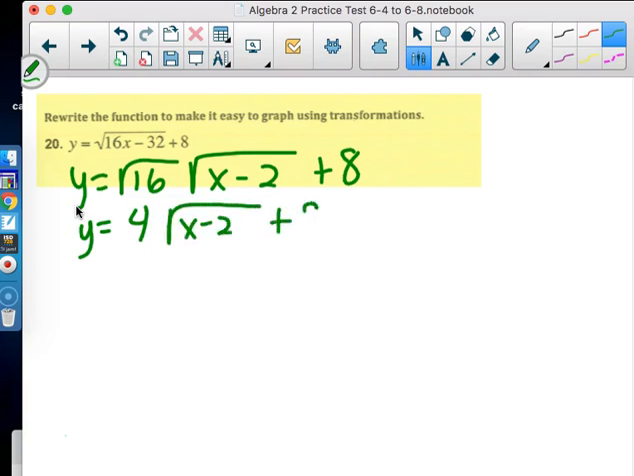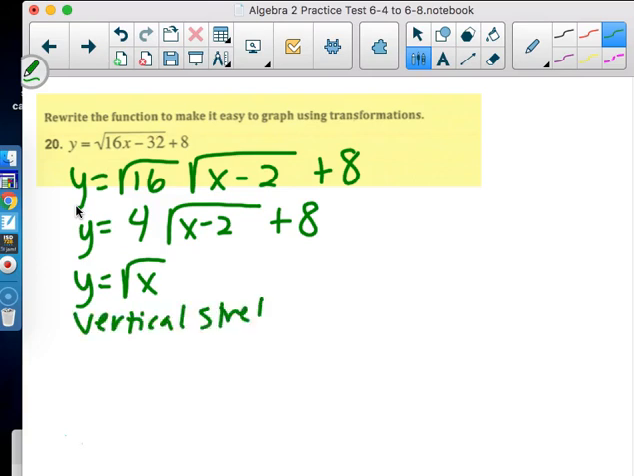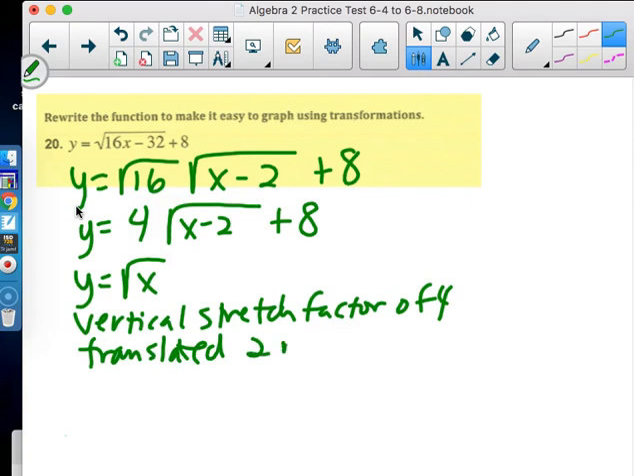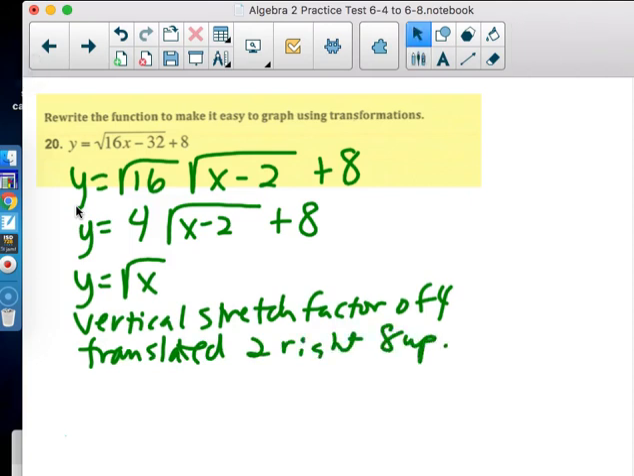And then finally, on the test, we're probably going to ask you to describe all the transformations. So you'd start by saying the parent function is the square root of x. We have a vertical stretch, factor of 4. And that's from the 4 that's in the front. And then we talk about the translations, and this one would be translated 2 to the right and 8 up. And that finishes up the practice test.